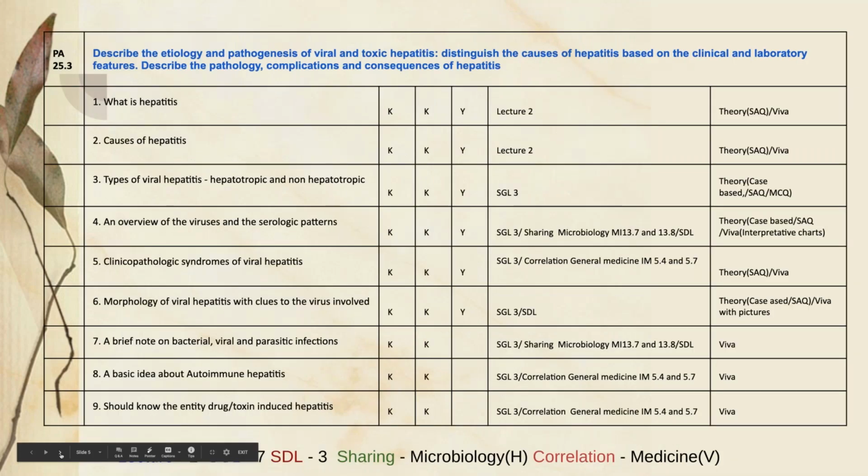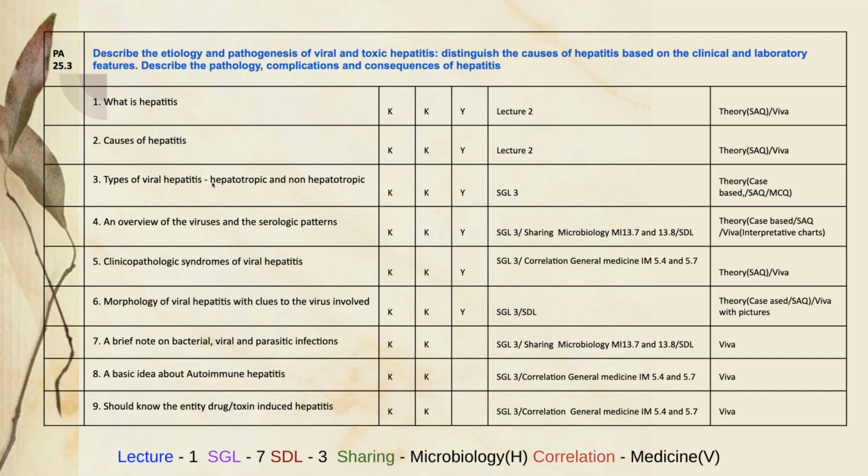So the next competency is describe the etiology and pathogenesis of viral and toxic hepatitis. Distinguish the causes of hepatitis based on clinical and laboratory features. Describe the pathology, complications, and consequences of hepatitis. So under this, I've put the SLOs as what is hepatitis, which is a lecture, and the assessment mode can be theory or viva. Causes of hepatitis, a broad categorization of what are the causes, again is a lecture, theory or viva being the mode of assessment.